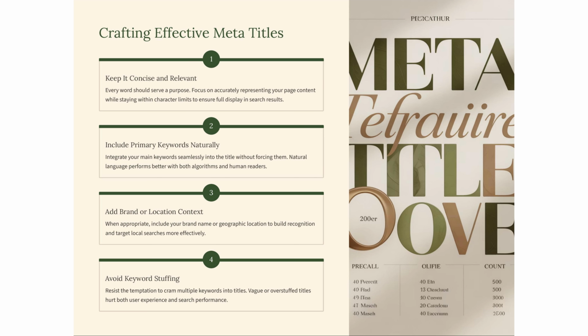Crafting effective meta titles involves keeping them concise and relevant, ensuring each word serves a purpose. Integrate primary keywords naturally to enhance readability and search performance. Include brand or location context when relevant, but avoid keyword stuffing, as it can harm user experience and search rankings.